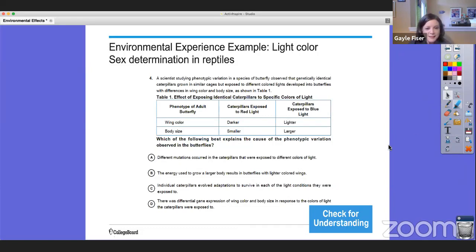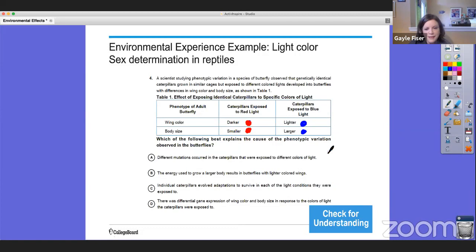So a scientist studying phenotypic variation in a species of butterfly observed that genetically identical caterpillars grown in similar cages but exposed to different colored lights developed into butterflies with differences in wing color and body size. So here we have a darker wing color when it's red, and I should have grabbed a red. There's red, and we have smaller size when we're red, and then with blue we have a lighter wing color and we have a larger size.